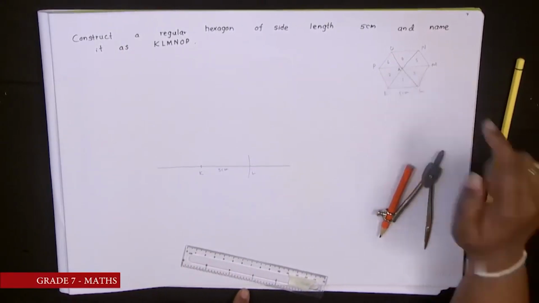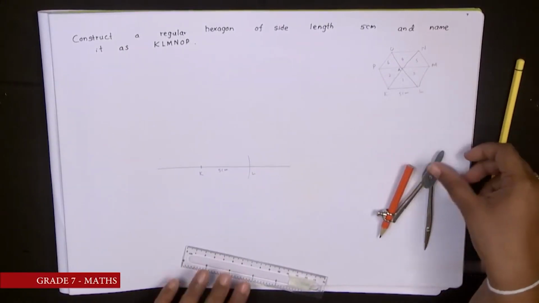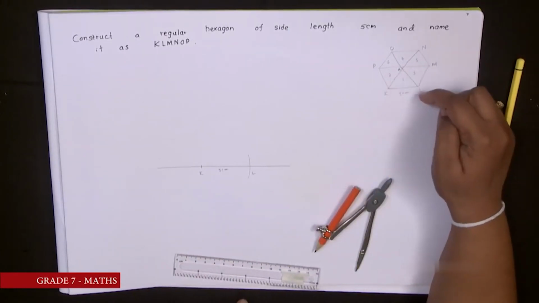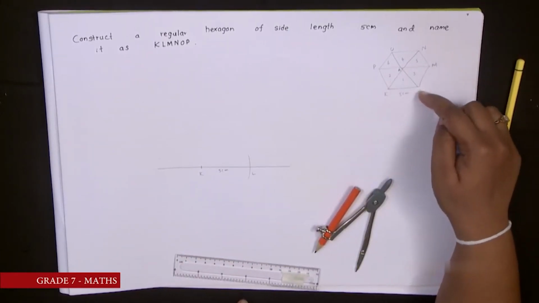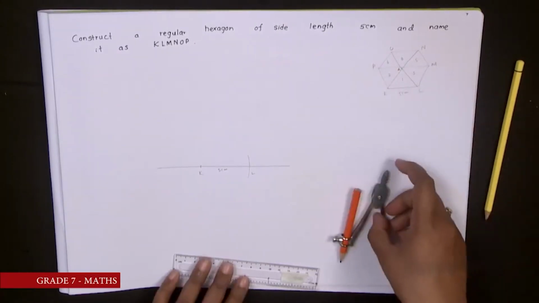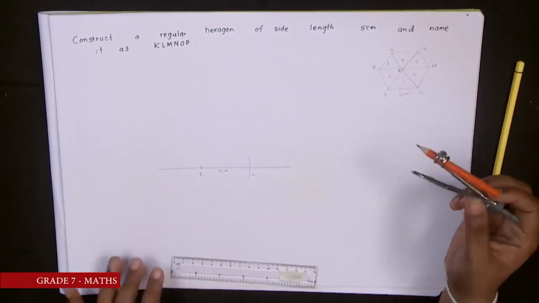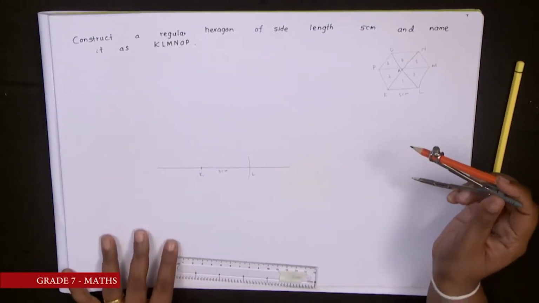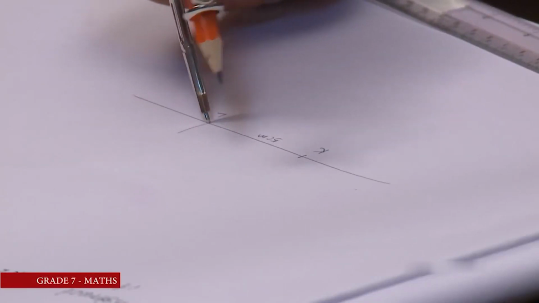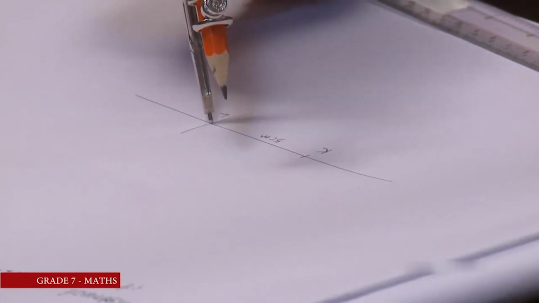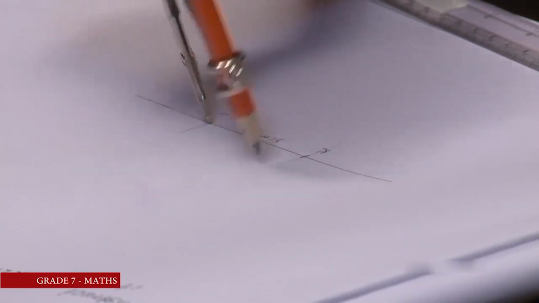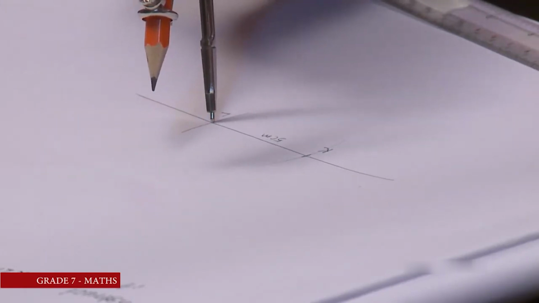Therefore, I need to get the point A. We know that the line AL also equals 5 centimeters because these are equilateral triangles. Therefore, can you remember how we constructed equilateral triangles a while ago? First of all, I am going to place my pair of compasses on L without changing the gap. I am going to draw an arc to go across point K.